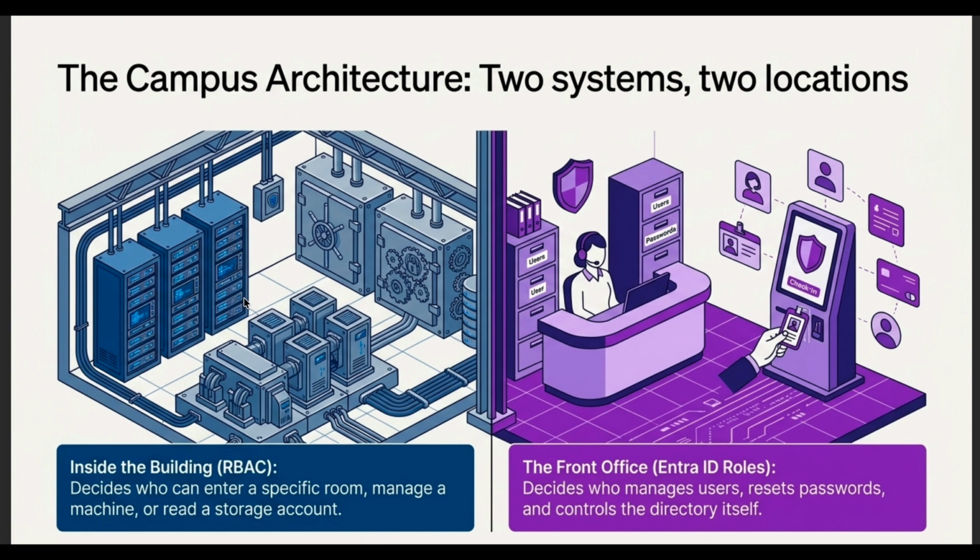Think of it like this: RBAC is like access inside a building. It decides who can enter a room, who can manage a machine, who can read a storage account, who can restart a virtual machine. And Entra ID roles are like access in the front office. It decides who can manage users, who can create app registrations or enterprise applications, who can reset passwords, and who can manage the directory. So RBAC is simply access to your Azure resources, and Entra ID roles are access to your identity and directory management. One controls the cloud resources and the other controls the identity system itself.